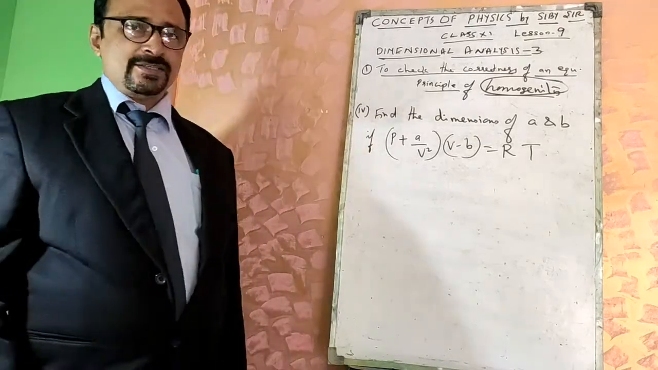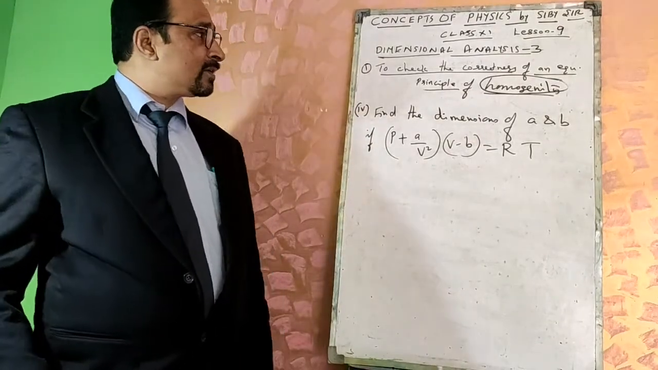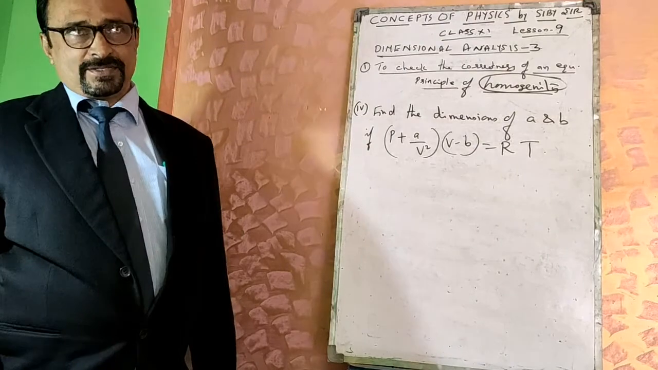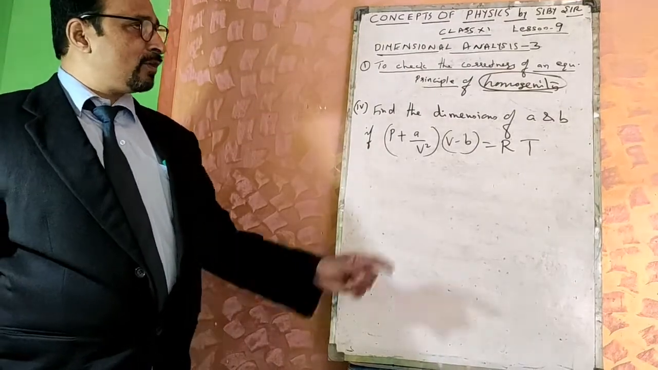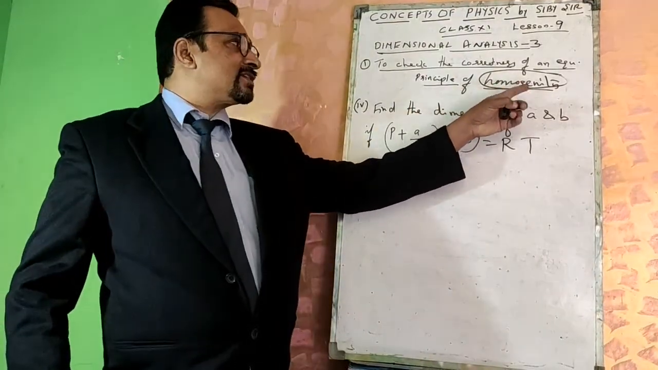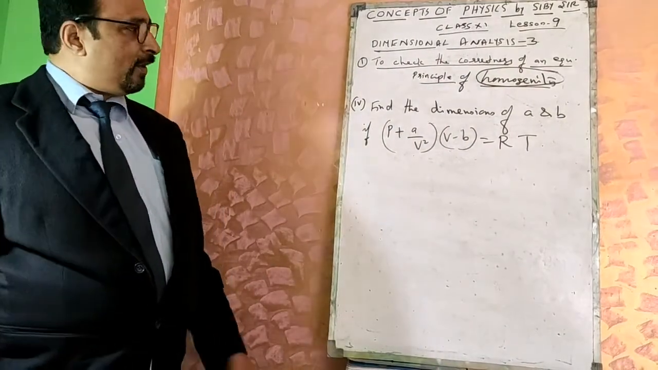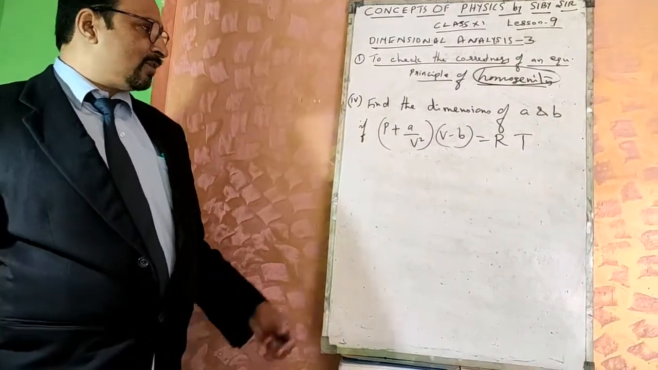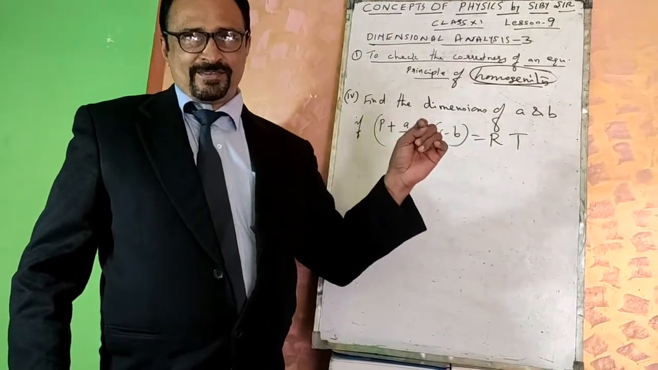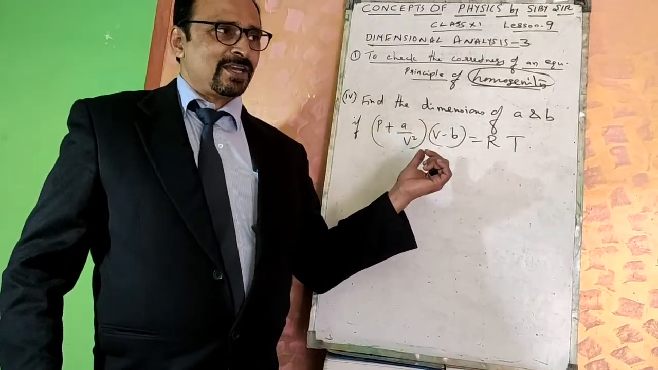In the previous class, we have studied the first use of the dimensional method, that is called principle of homogeneity. By using this concept, we can check whether an equation is right or wrong. Now, one more example is given here. This is actually called the Van der Waals equation. This we will study in your chemistry.